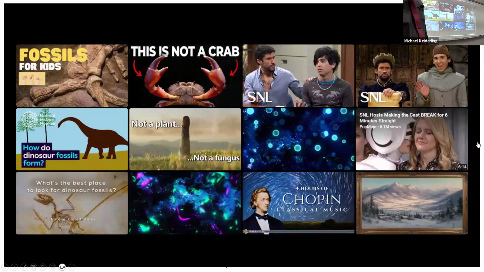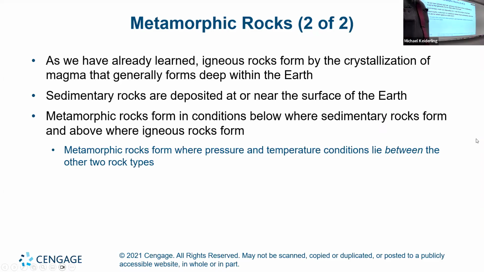So those are fossils. That was sedimentary rock. Now let's talk about metamorphic rock. So metamorphic rocks are rocks that have been changed by heat and pressure.